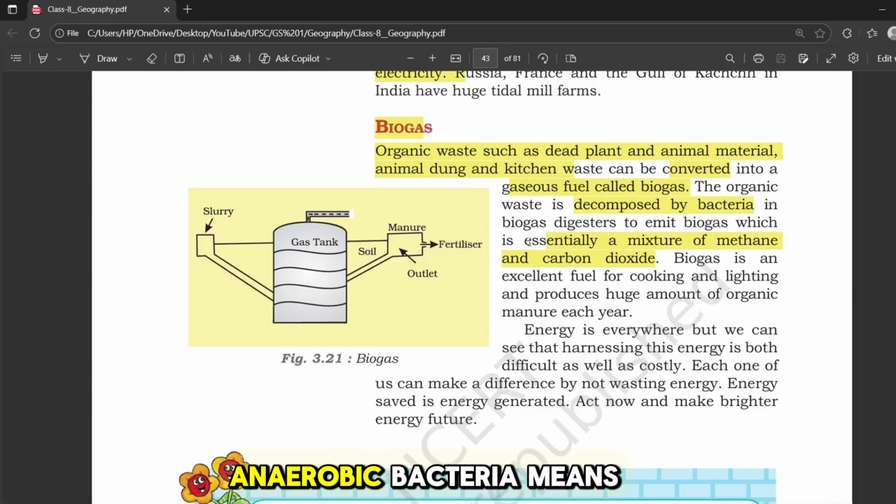These are called anaerobic bacteria, meaning they can live without air. These bacteria slowly decompose the waste material and produce a gas. That gas is called biogas. Biogas mainly contains methane and carbon dioxide.